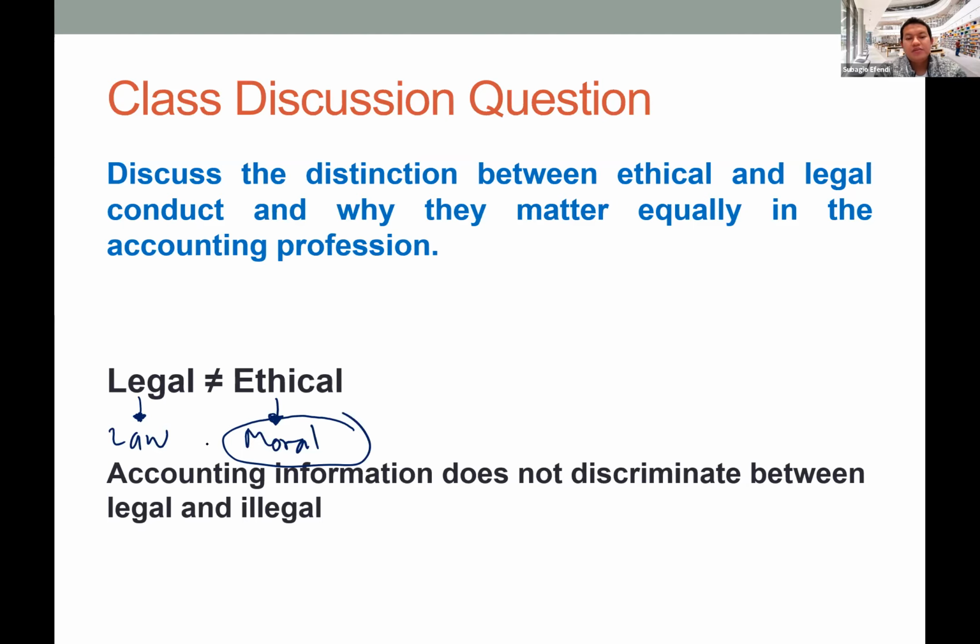In general, accounting information does not discriminate between legal and illegal because most of them are typically legal. But the moral issue may have some serious consequences for any accounting choices or accounting policies. So it's not really equal in the accounting profession. We care more about the moral aspect of any accounting choices or accounting policies. Any comments or questions on this discussion question?